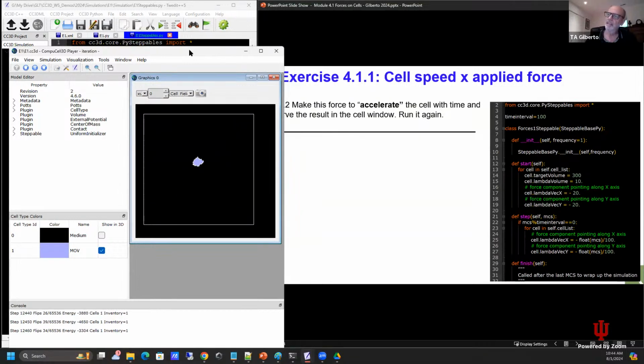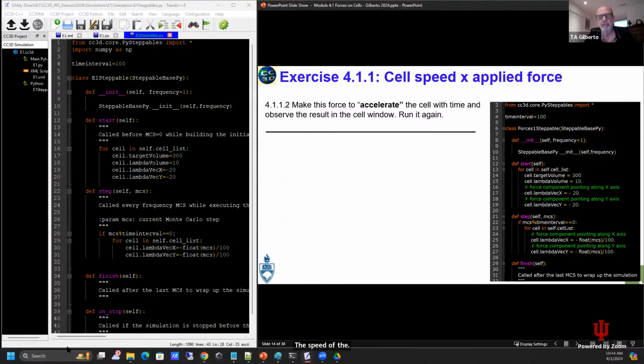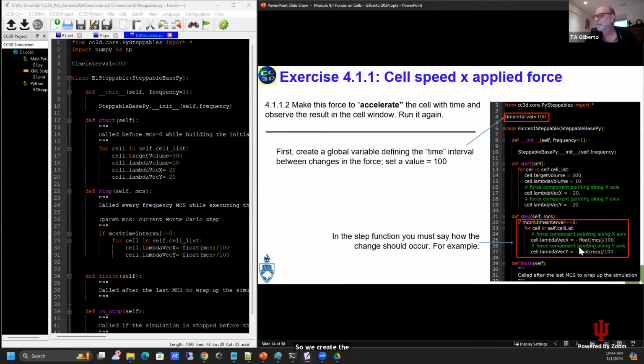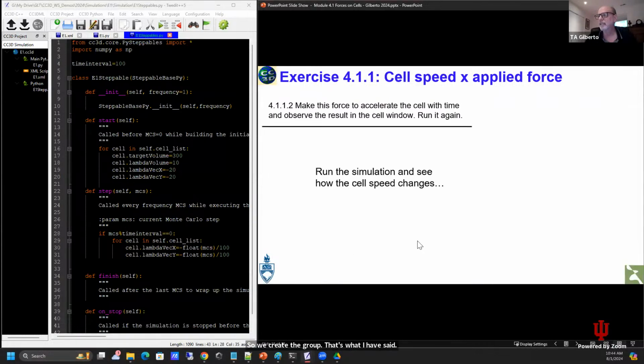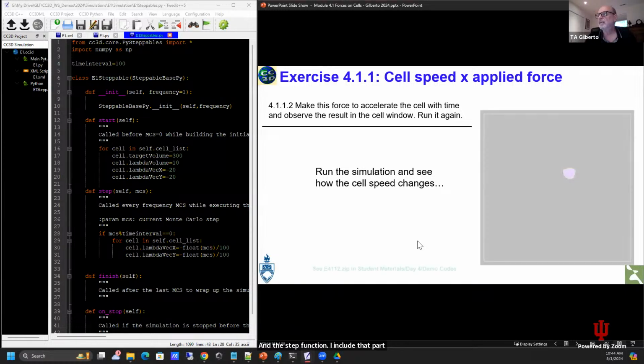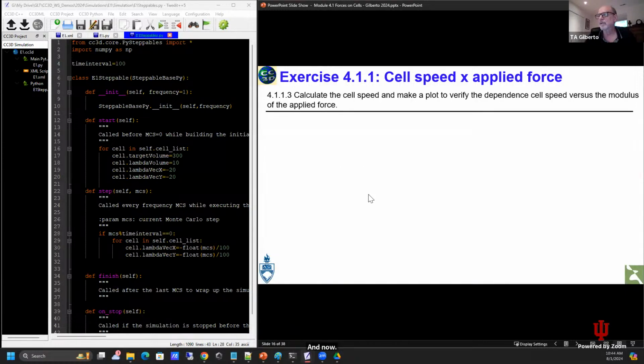Okay, let's see what is going on with the speed of the cell. We create that, as I have said, and the step function, I include that part. And now we saw what happens. Let's go on. Now we have to calculate the speed of the cell.